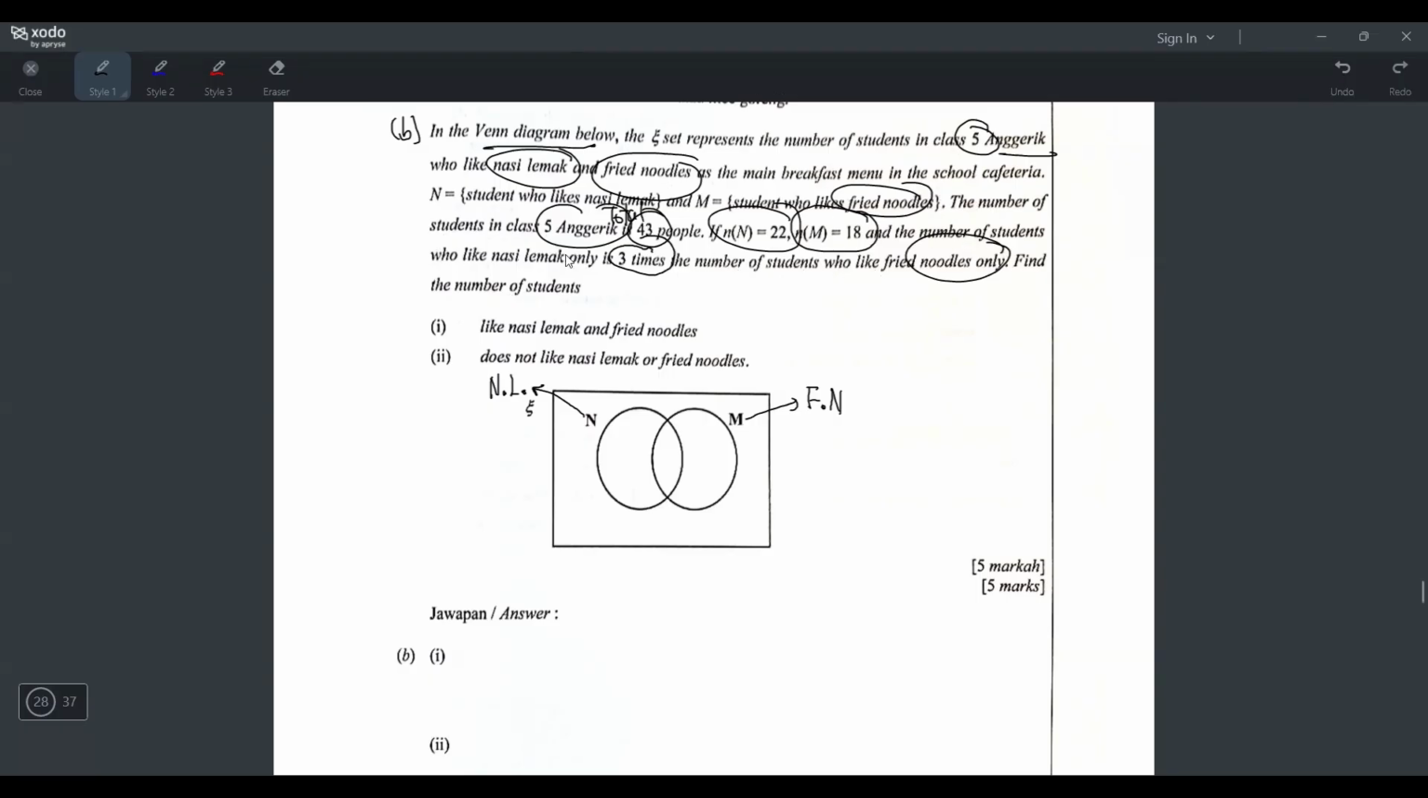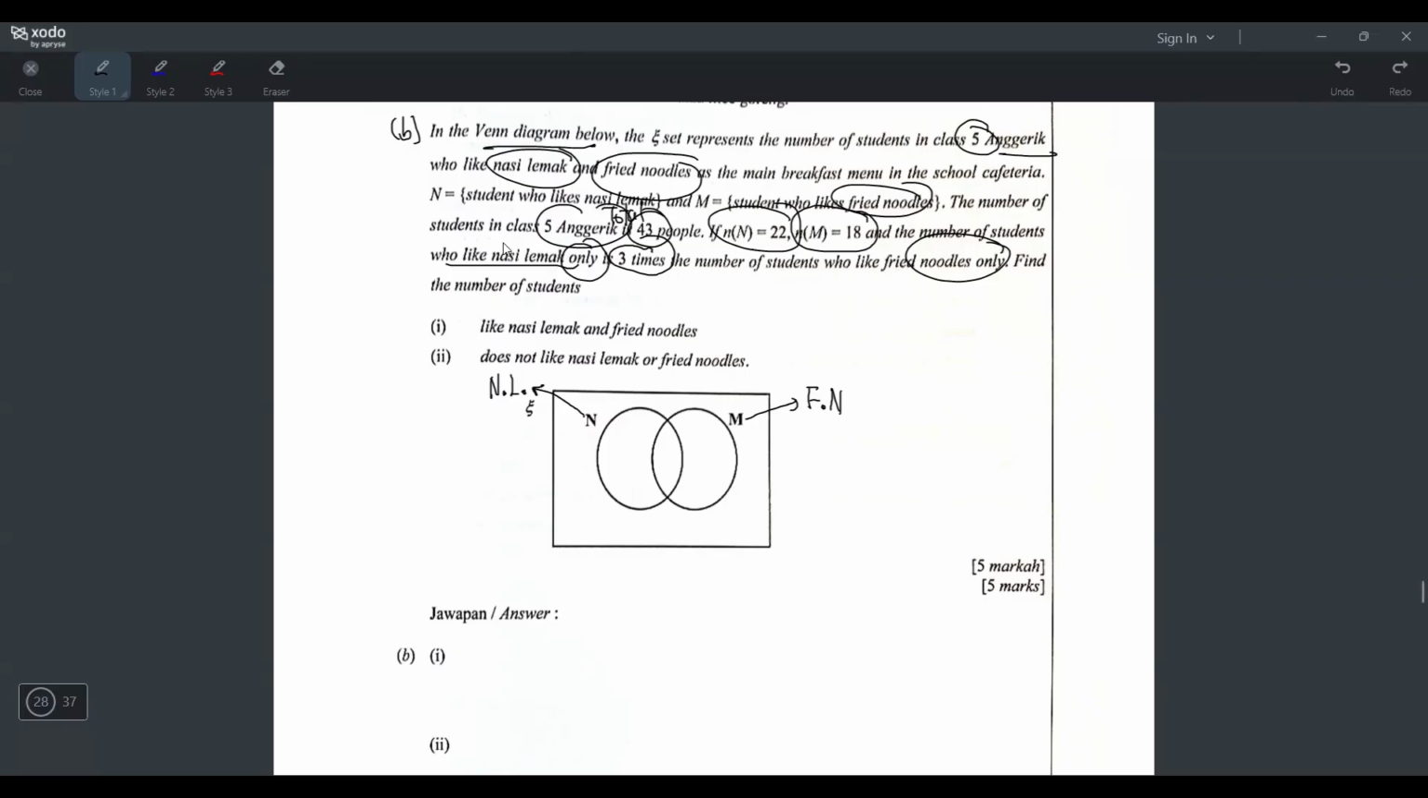They said the number of students who like nasi lemak only. If they mention the word only, it means it's only referring to this region. If they never mentioned only, they said nasi lemak, it means this region and this region. But if they say nasi lemak only, then it's only talking about this region, okay? If they mention only.